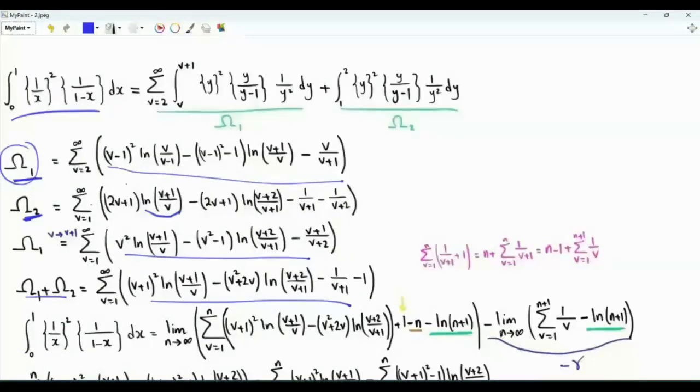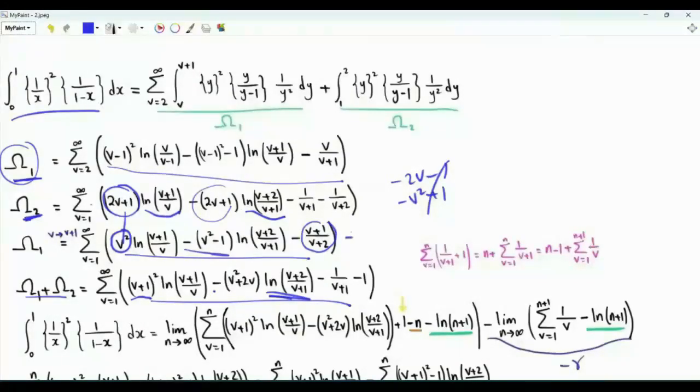Note that ln of v plus 1 over v, here it's multiplied by 2v plus 1. There it's multiplied by v squared. Together they give v plus 1 all squared. ln of v plus 2 over v plus 1. From here we have minus 2v minus 1. There we have minus v squared plus 1. This logarithm is multiplied by minus, between brackets, v squared plus 2v.